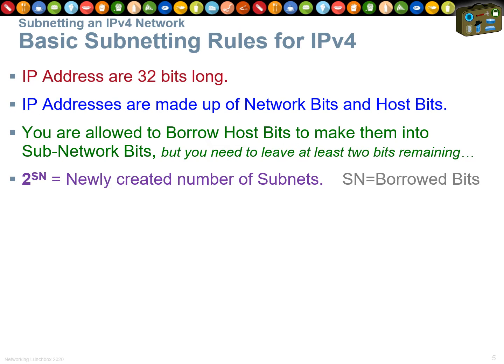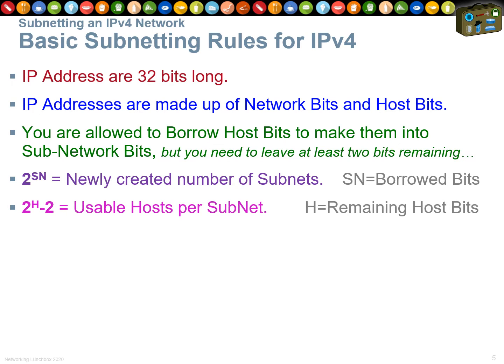Once you've borrowed some bits, those new bits are subnet bits. So 2 to the power of however many bits you borrowed is the number of subnets you've created. How many host bits are left behind? 2 to the power of h minus 2 is how many hosts per subnet are left behind. It's minus 2 because you can't use the first and you can't use the last, because the first is the network ID and the last is the broadcast address.